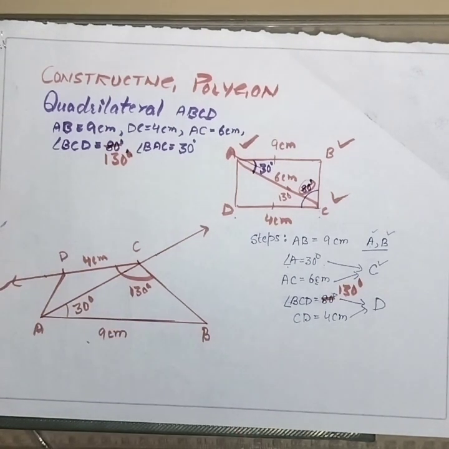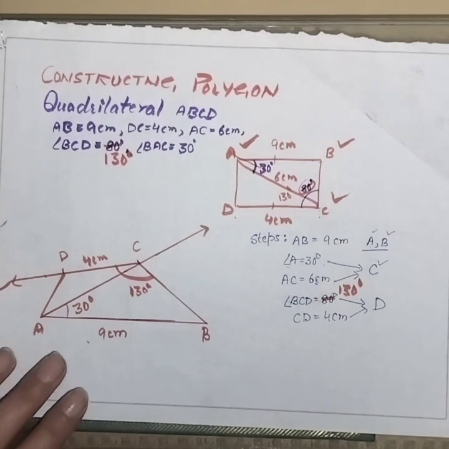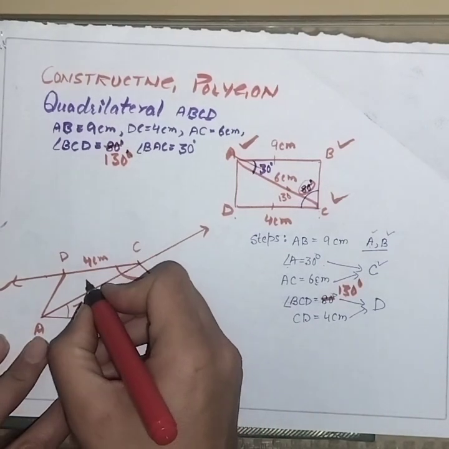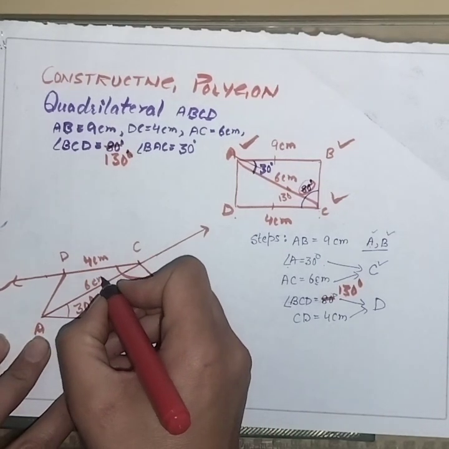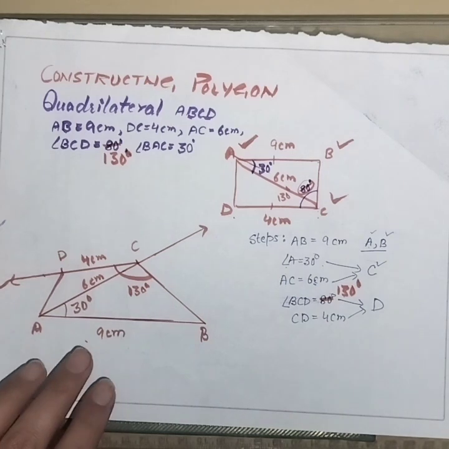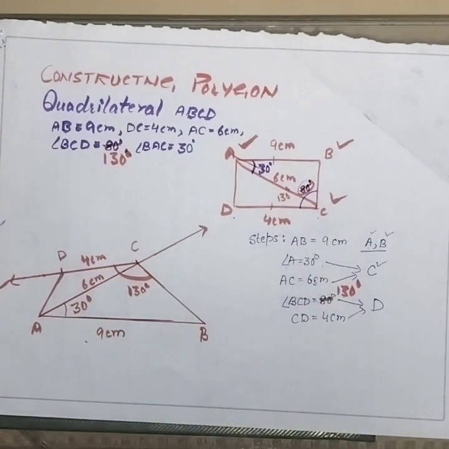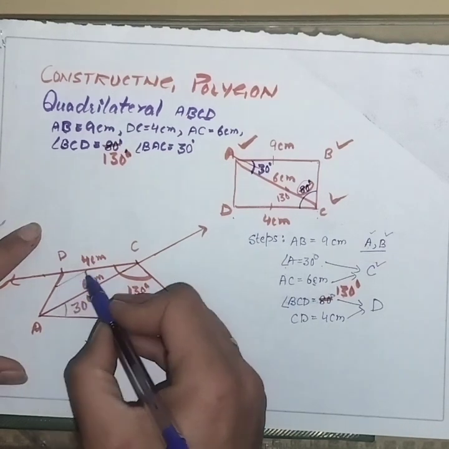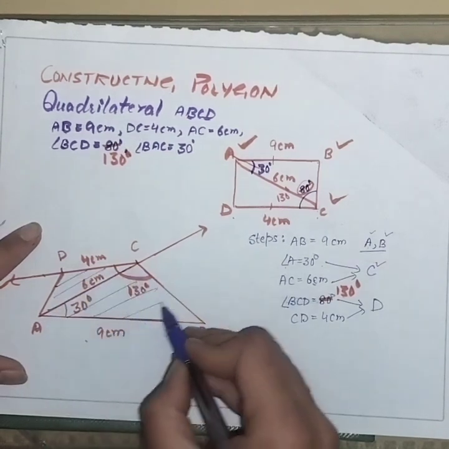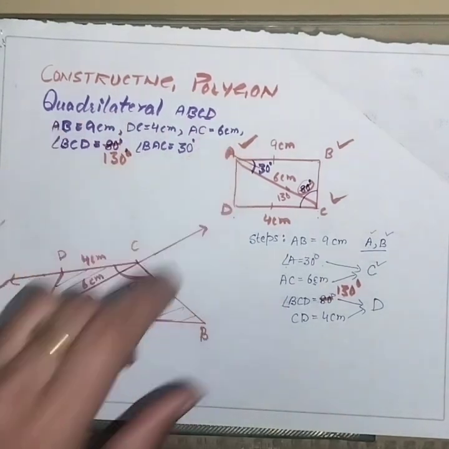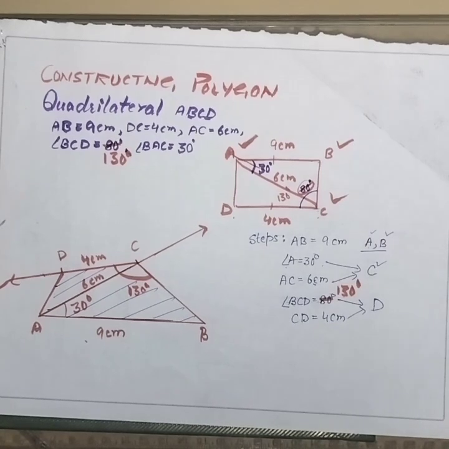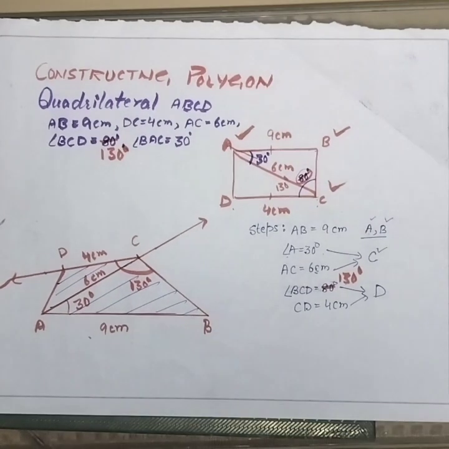So here our quadrilateral is with the given measures. So this is how the polygon will look. Actually this was a dummy and the actual quadrilateral is this one. So in this quadrilateral we have these measures. Okay, so this is how we make a polygon.